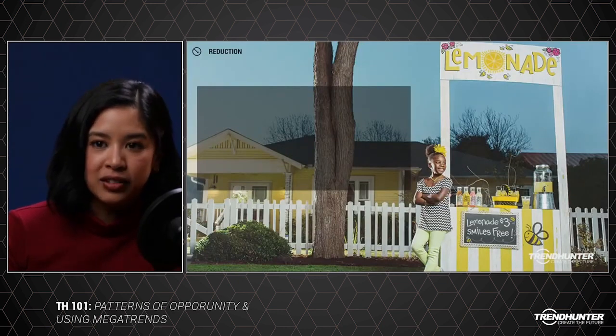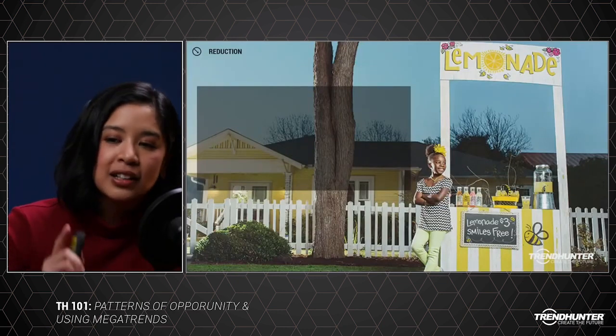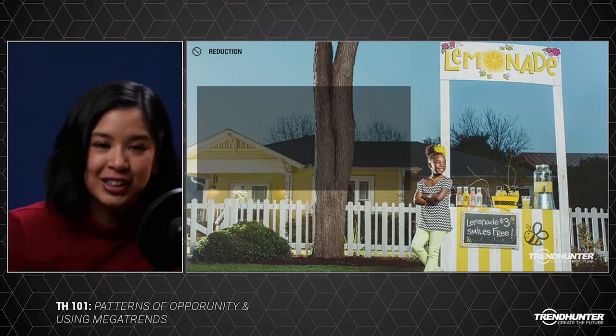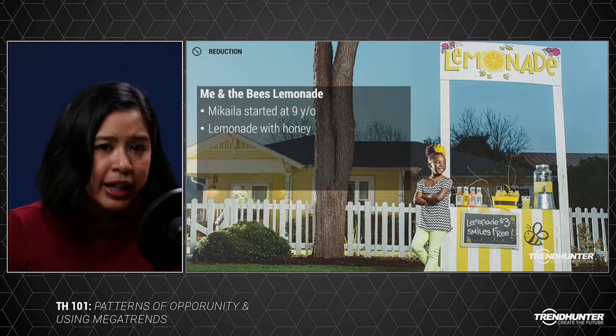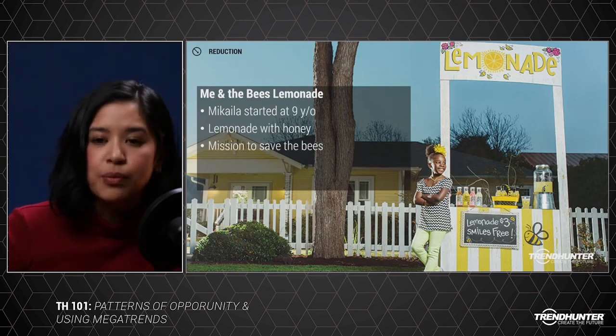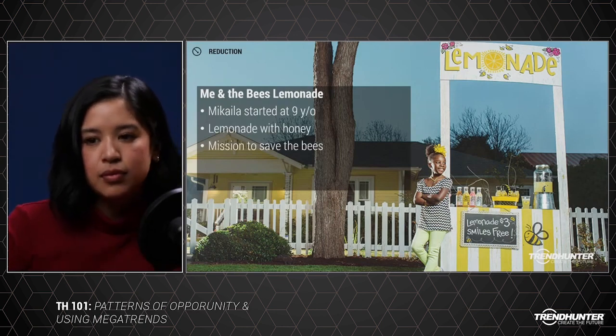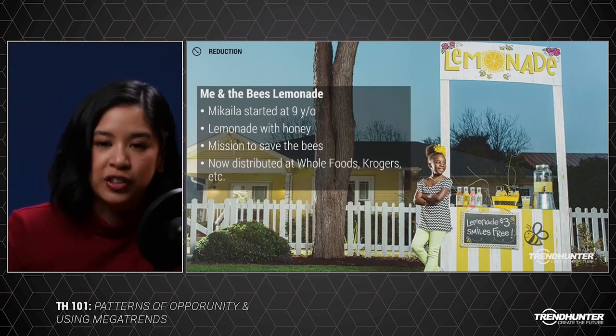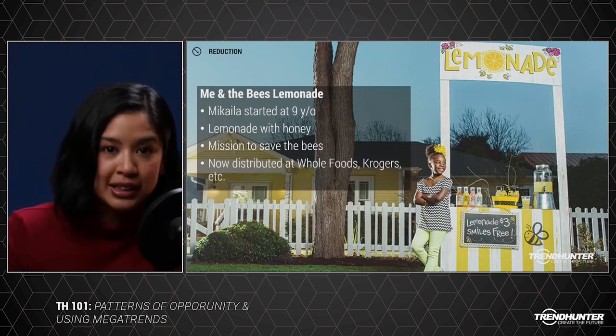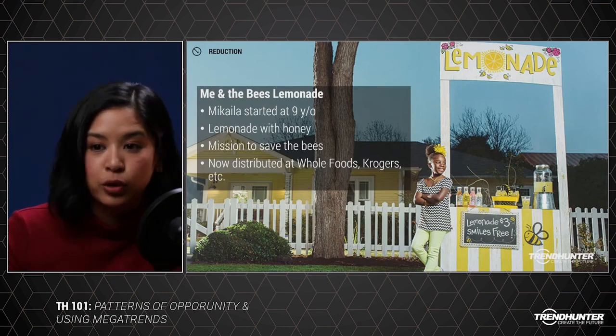One awesome example of this is Michaela Ulmer. This is an actual photo of Michaela on your screen. This is not a stock photo. She started Me and the Bees Lemonade when she was just 9 years old. I believe she's a junior in high school now. And it was such a simple concept. Lemonade sweetened with honey with a mission to save the bees. Now, being a member of Gen Z, she knew exactly how to take this idea online and make it happen. And now, just a few years later, her product, Me and the Bees Lemonade, is distributed at Whole Foods, Kroger's, and is probably going to be international pretty soon.